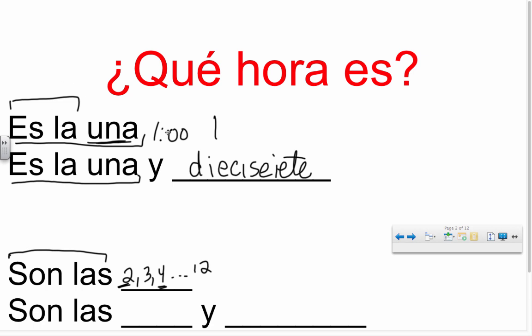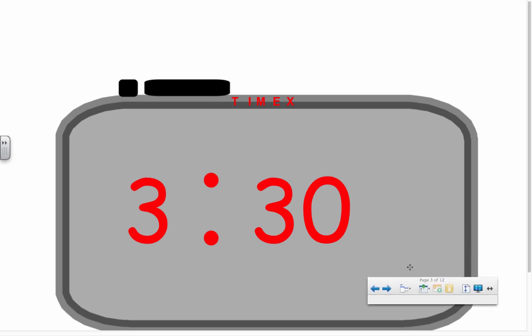So just like we took 1 o'clock here and went to 1:17 here, let's go from 3 o'clock here and let's go to 3:35. So we have son las tres treinta y cinco. Okay? Let's keep practicing. So I have a bunch of clocks here. ¿Qué hora es? Aquí son las tres y treinta. Good. That's totally fine.